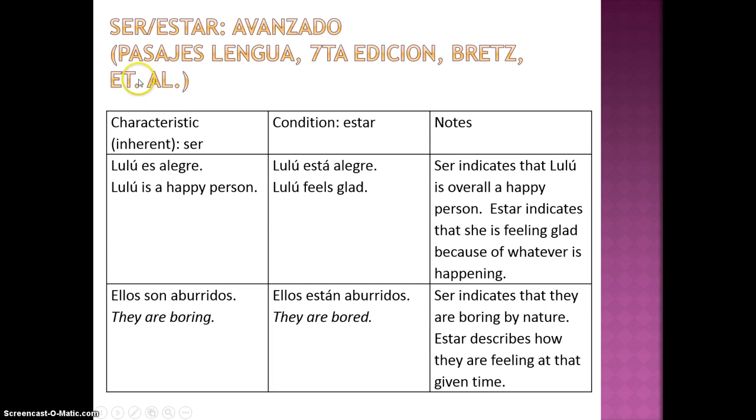Okay, for the part that might be new to you, I hope this chart helps you, okay? We use Ser and Estar with the same adjective, but if we use Ser and Estar, it can change meaning. Okay, so let's look at the first one. Lulu es alegre. Lulu is a happy person. So in general, she's a happy person. If I say Lulu está alegre, that just means she is happy right now. Okay, she feels happy. And that is telling you that it's just a temporary feeling.